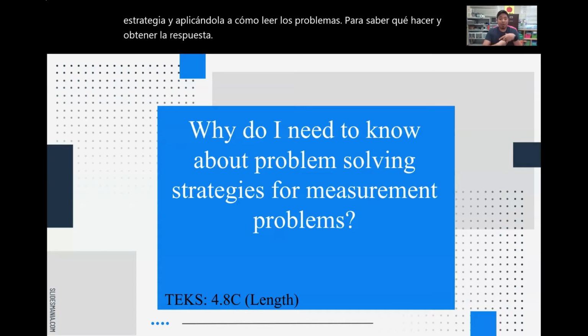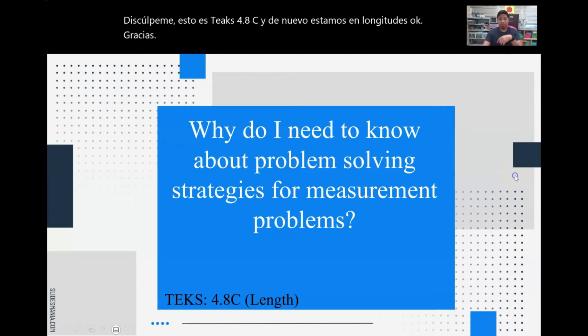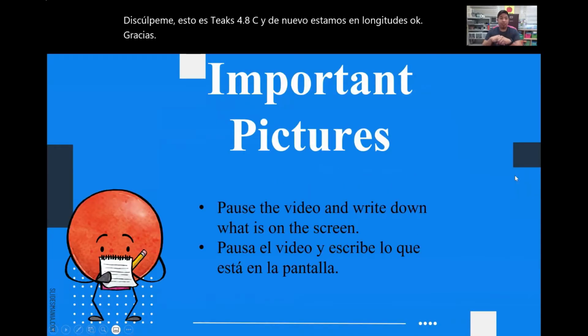This is TEKS 4.8c, and again, we're on lengths, okay? Don't forget that if you see this little guide, to pause the video and write down what is on the screen, okay?